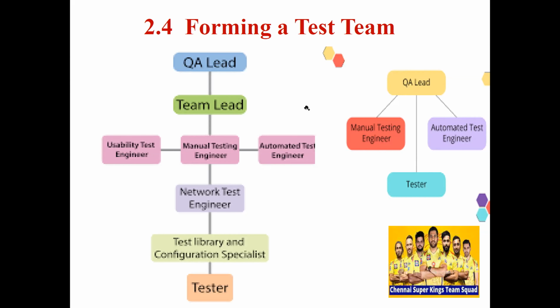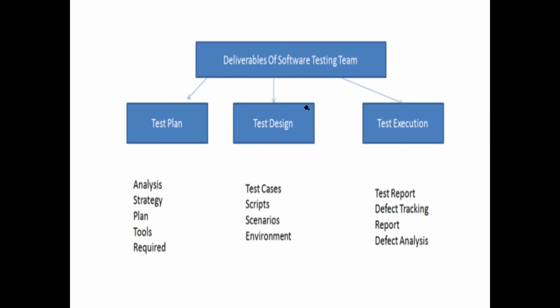So within the software testing team, we are expecting some deliverables from the software testing team. What are the deliverables or the output from the testing team? They should come out with a test plan. They should create a test design, and they should be in a position to execute the test.